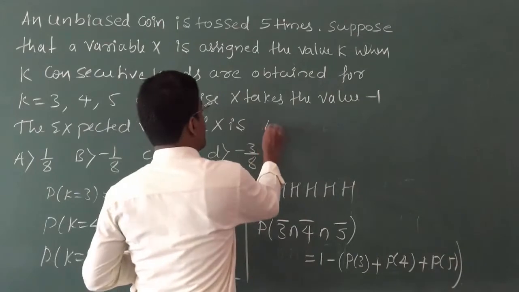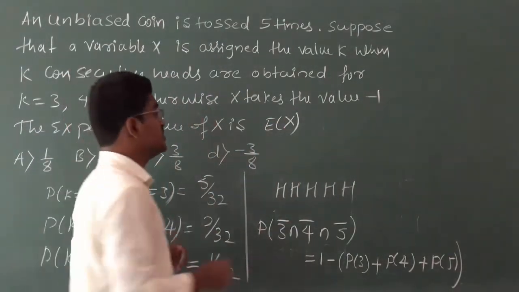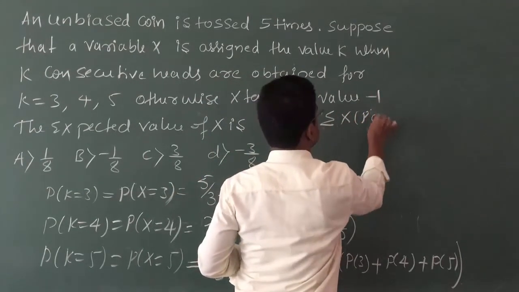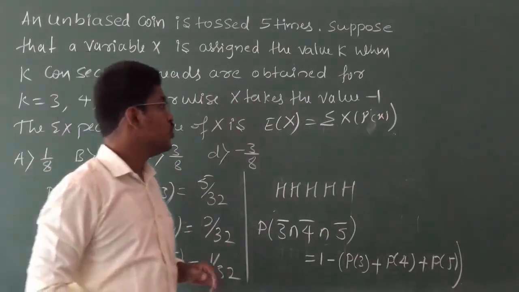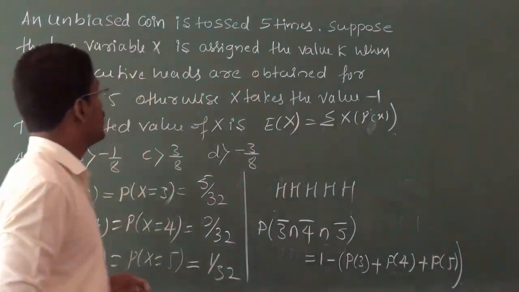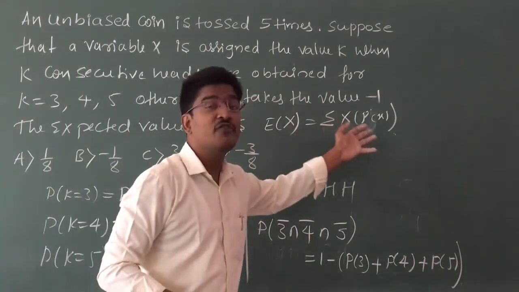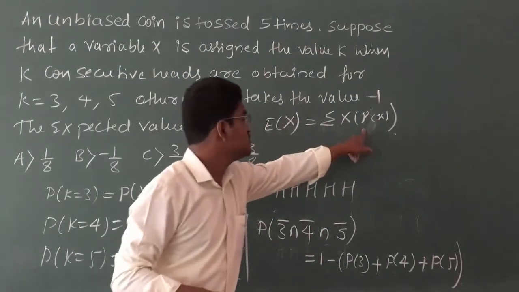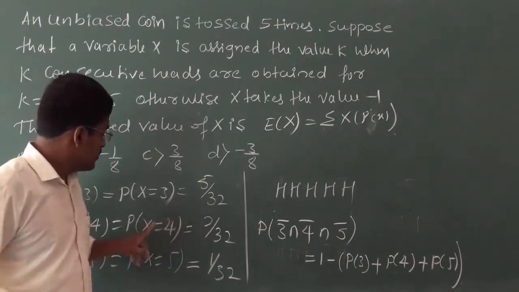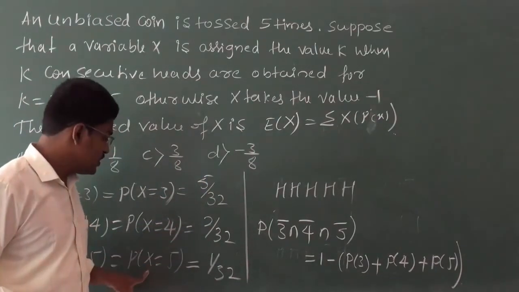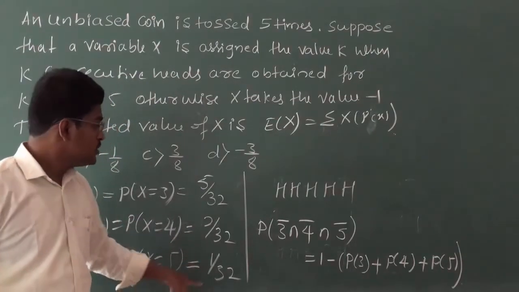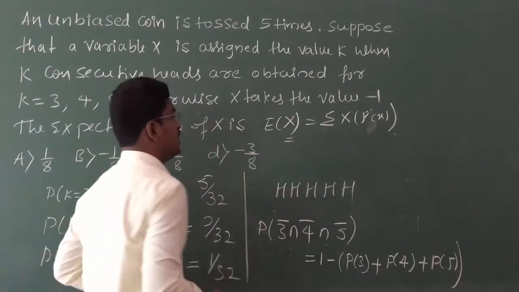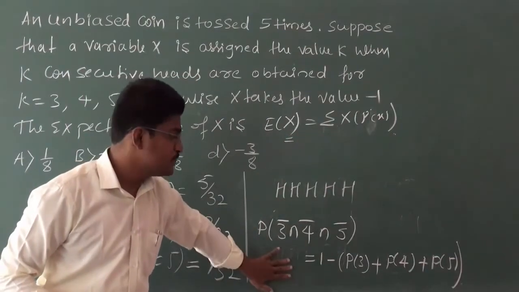So now the expected value of variable x is given by summation of x times p of x, that means x into the probability of x. Clear? So this is the expected outcomes formula, summation of x into p of x. So x is what for this? That is 3. Probability is 5 by 32. Plus x is 4, probability is 2 by 32. Here 5, probability is 1 by 32. Clear? So if I sum all this, it will be 5 plus 2 plus 3, 8. But before calculating this, let us simplify this also.